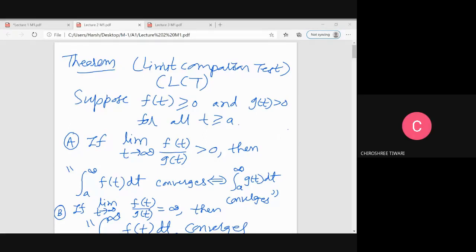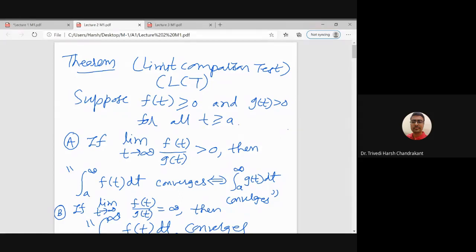Sir, in the last question which we did in the previous class, when we check the condition for p greater than or equal to -1, the integral of f(t) dt is convergent for p less than or equal to 0, and for p greater than 0 it is divergent. Am I right? Yeah, so let us start with that particular example today.